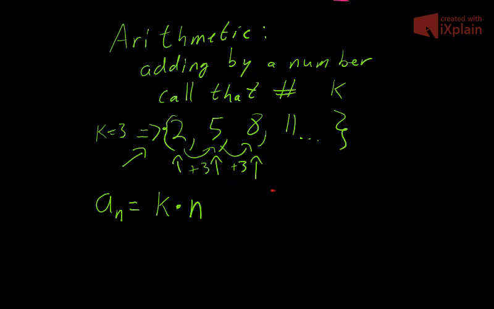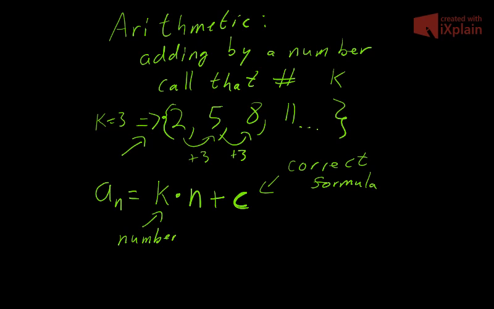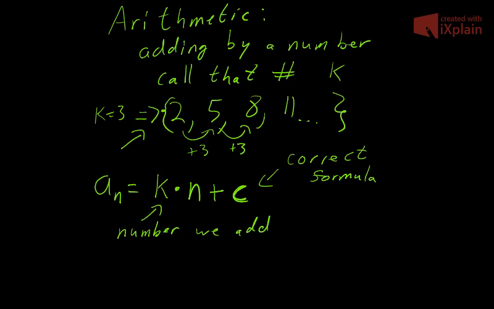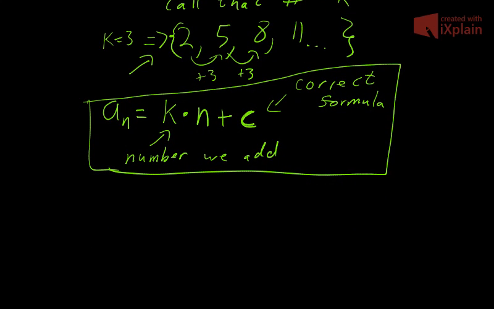So something I'm going to have to do is look at this and figure out, well, what's the difference between what I was getting and what I need to get? So I'm going to add some other number. I'm just going to call this c, and this is going to be to correct my formula. So k is going to be the number we add, n is the number we're on, and c is what we're going to have to use to correct the formula. And this right here is how we're going to build a formula for an arithmetic sequence. Let me show you guys how we're going to do that.